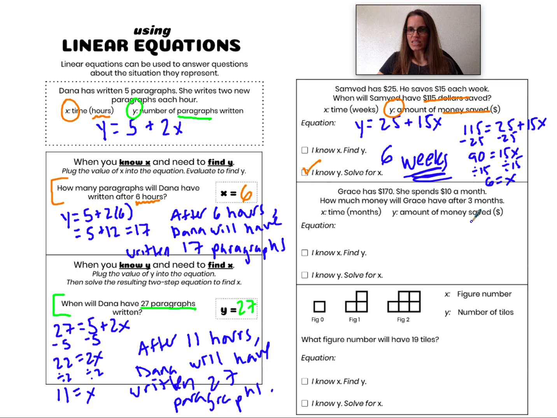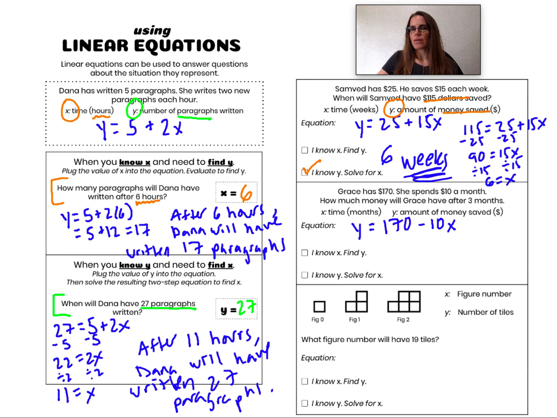Next example, Grace has $170. She spends $10 a month. How much money will Grace have after 3 months? Again, the first two sentences allow me to write my equation. She starts with $170 and then she spends $10 a month. That means my rate of change is negative 10, so 170 minus 10x. I can always write negative 10x plus 170.